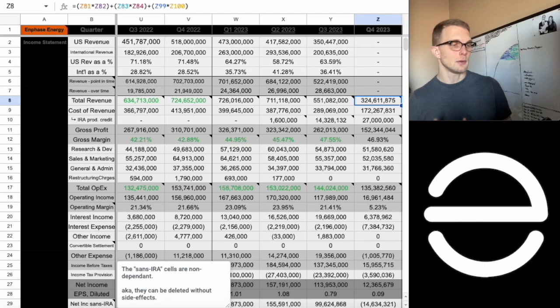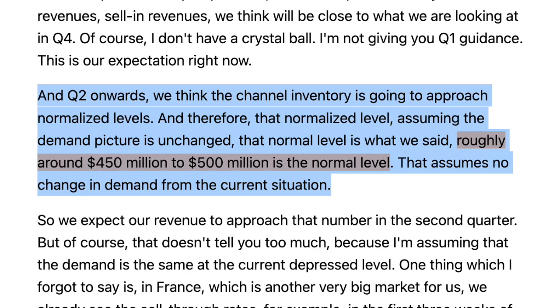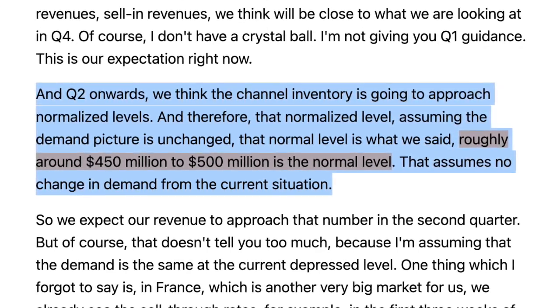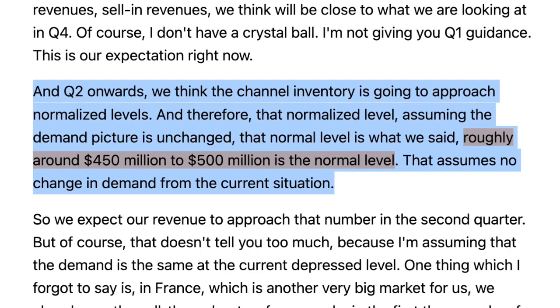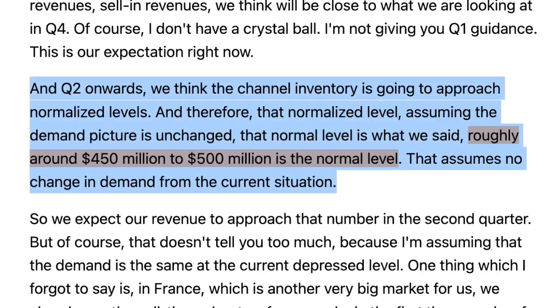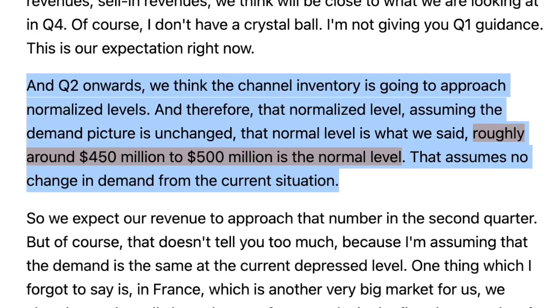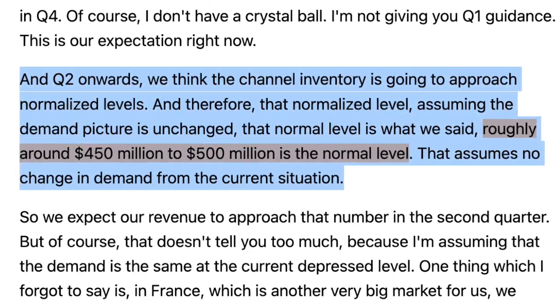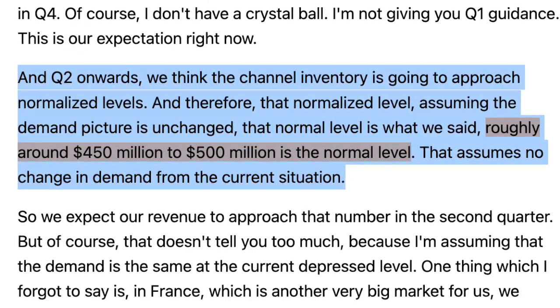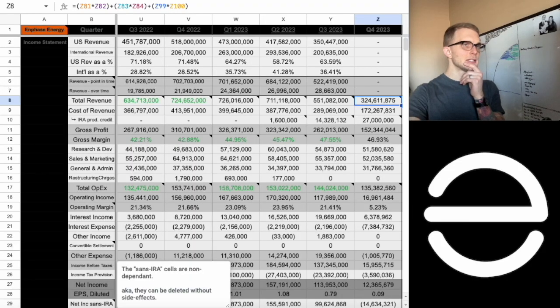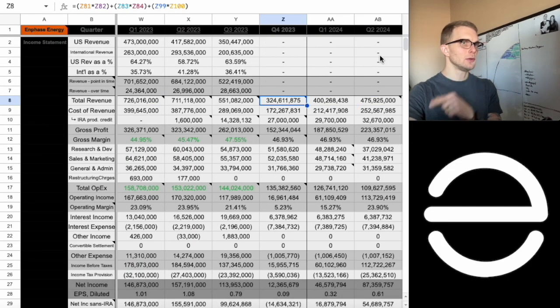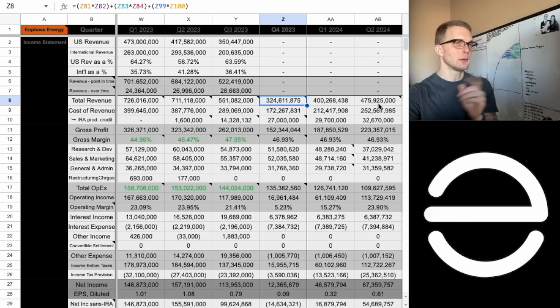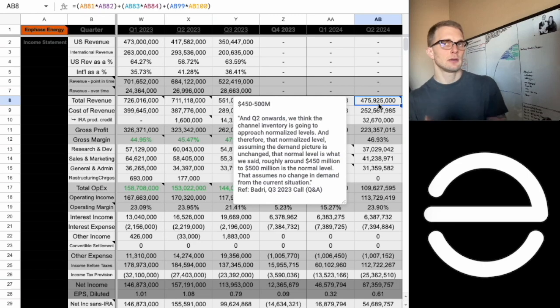The last quote from the Q&A highlights what to expect in Q2 of next year. For Q2 onwards, we think the channel inventory is going to approach normalized levels. And therefore, assuming the demand picture is unchanged, that normal level is what we said, roughly $450 million to $500 million. This assumes no change in demand from the current situation. So that essentially gives us guidance out to Q2 of 2024, which I put at the mid-range of that $450 to $500 million, being $475 million.